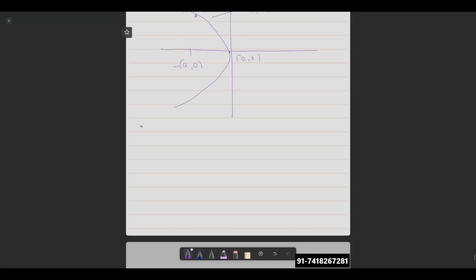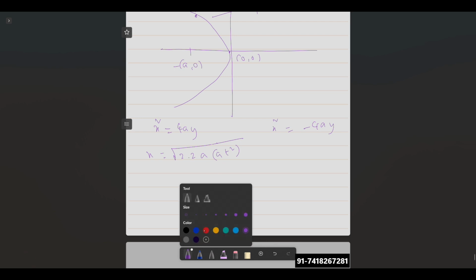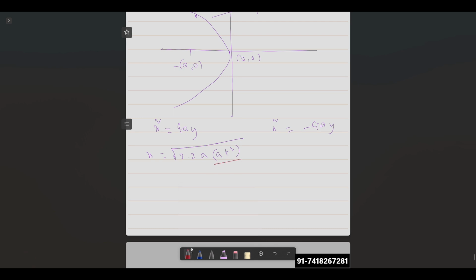Now we have two more. What are they? One is x square is equal to 4ay, and another one is x square is equal to minus 4ay. In a similar way, x equal to root of 2 into 2a, and then your y should be some parameter which is a, and then t square. So this becomes your y.